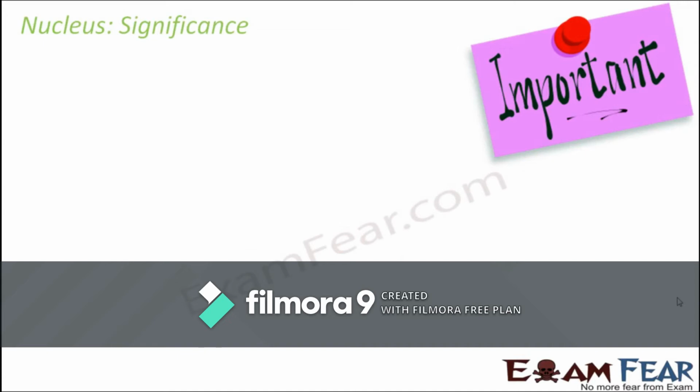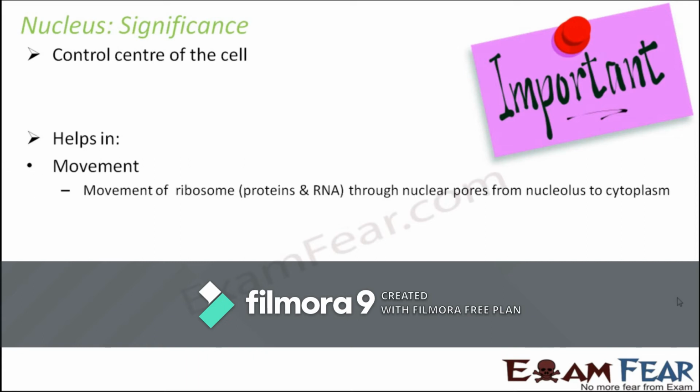So now that we have discussed so many important things, let us quickly see the significance of the nucleus. We saw that the nucleus is very important for cell division. The nucleus is very important for inheritance also. So the nucleus is the control center of the cell. It helps in movement, that is movement of substances like ribosomes, proteins and RNA through nuclear pores from the nucleolus to the cytoplasm. So this movement of substances is very, very important.